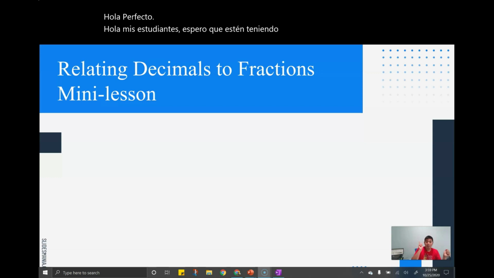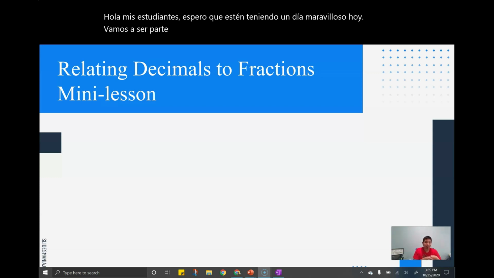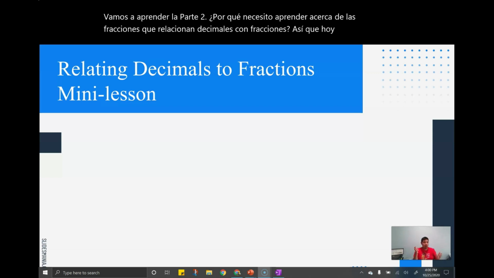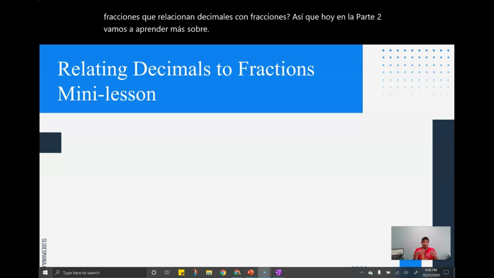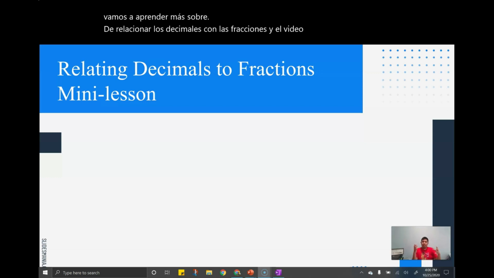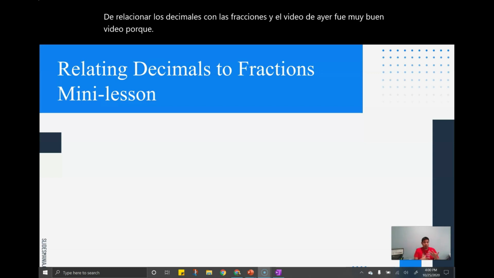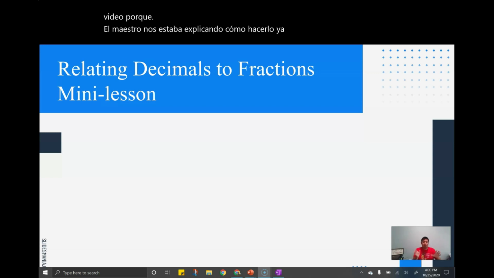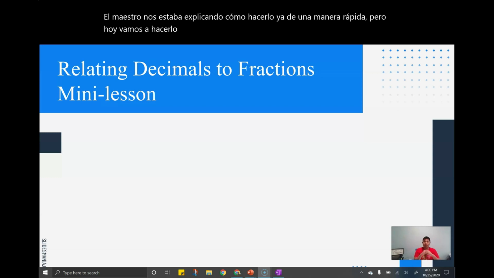Today we're going to be learning part 2 of why do I need to learn about fractions, relating decimals to fractions. So today in part 2 we're going to be learning more about relating the decimals to fractions, and yesterday's video was a really good video because the teacher was explaining to us how to do that already in a quick manner, but today we're going to be doing it in a slow manner so that way you can take notes and you can look back at our notes and that way we are good to go, okay?